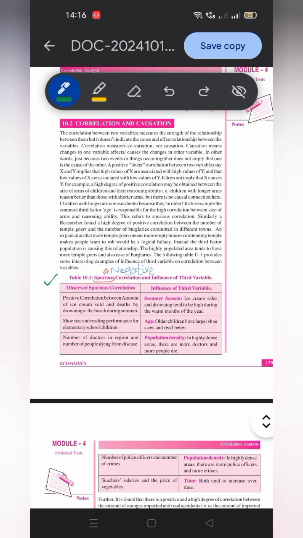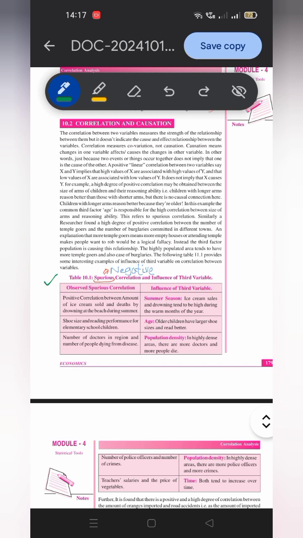Next topic, correlation and causation. Spurious correlation and influence of a third variable. Observed spurious correlation: positive correlation between amount of ice cream sold and death by drowning at the beach during summer. Influence of third variable: summer season. Ice cream sales and drowning tend to be high during the warm months of the year.